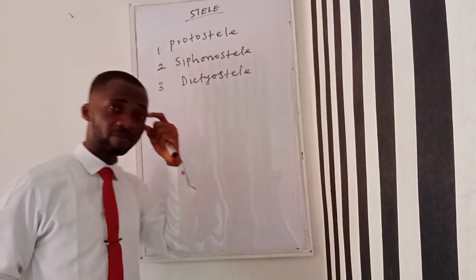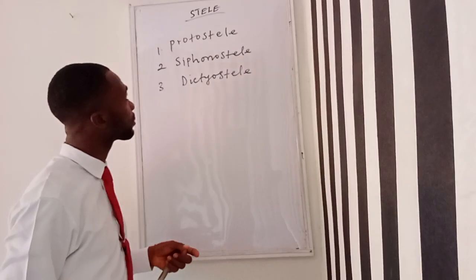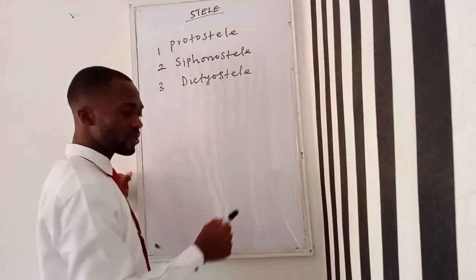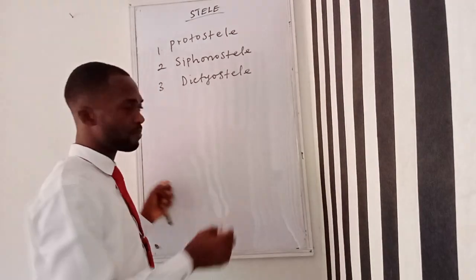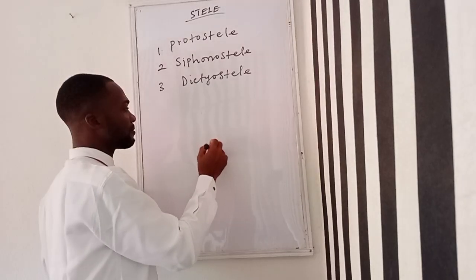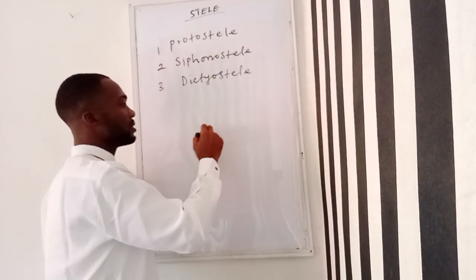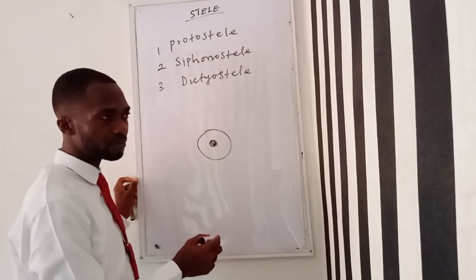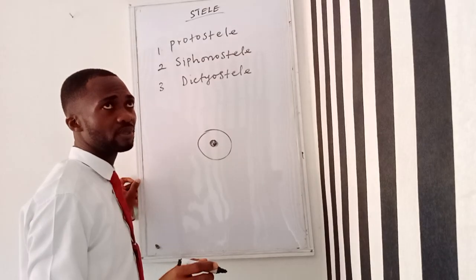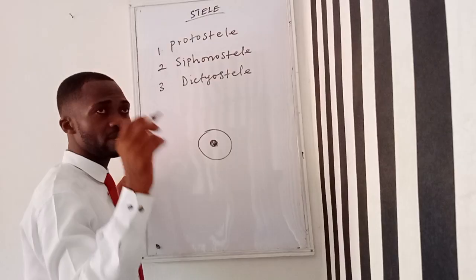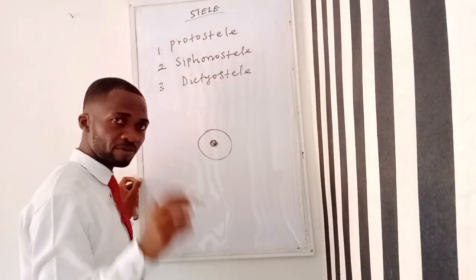This protostele is further divided into various groups, and like I said, the basic characteristic of the protostele is that there is absence of pith. Because there is absence of pith, it is now the xylem that forms the central column, being surrounded by the phloem. So in this protostele, you continue to hear xylem, phloem.